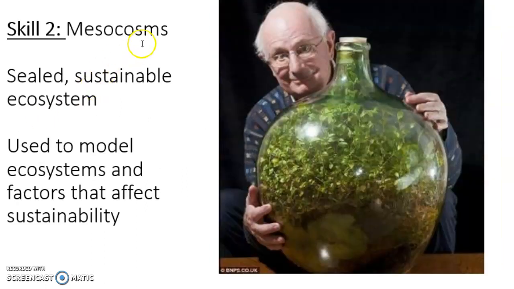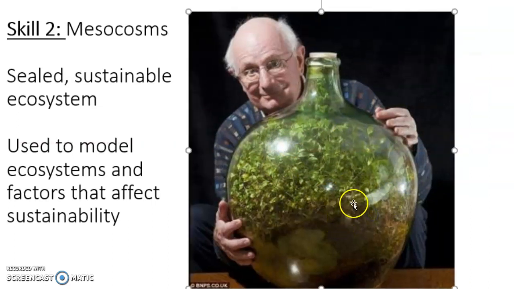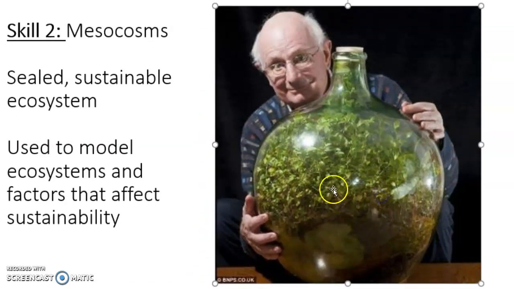And this brings us to our mesocosms. So skill 2 from this section was the mesocosm that you built or designed last week. This is just an example of a sealed, sustainable model of an ecosystem. And so in here, in this bubble with this adorable old man, we have a sealed ecosystem. So all the nutrients stay put, and as long as enough light can get through the glass to feed all these producers in here, then we should continue to have a productive ecosystem because the nutrients continue to get recycled.